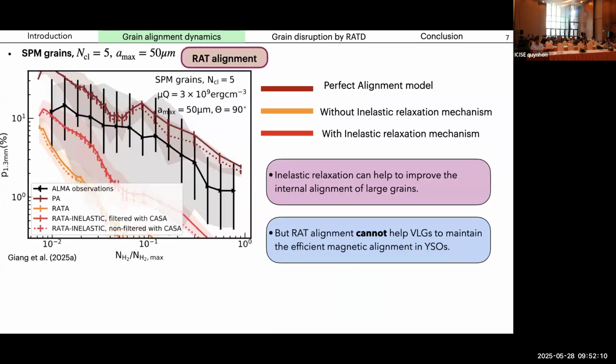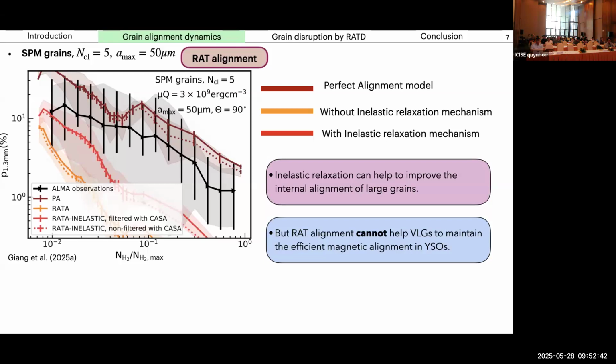First, in order to understand the mechanism that is driving the perfect alignment of grains in young stellar objects, we consider the model of superparamagnetic grains with 5 iron atoms per cluster and assume an Amax of 50 micrometer. With this configuration, the grain will be aligned with the magnetic field by RATs only. In this figure, we show the mean variation of the polarization fraction and the normalized gas column density from the envelope into the disk scales.